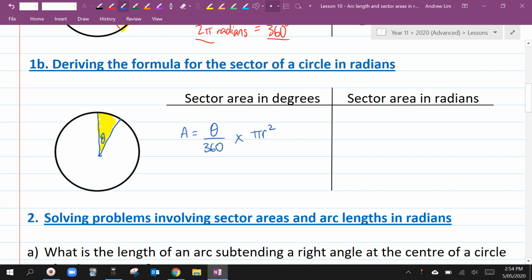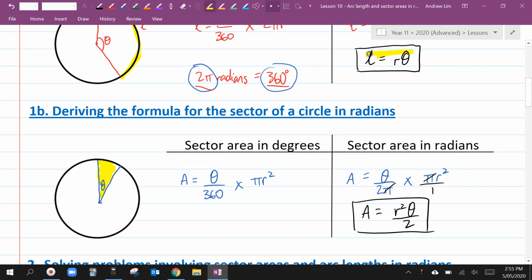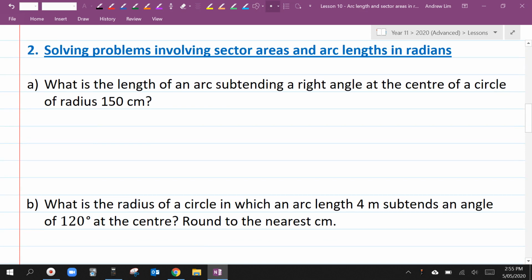But just like the formula for the arc length, if we were to do this in radians, instead of dividing by 360, we divide by 2 pi, because 2 pi radians is equal to 360 degrees. If we multiply that by pi r squared, we can notice that the pi's will cancel each other out because it's over 1, and we're left with A is equal to theta on 2 times r squared. Now I like to write this as r squared theta on 2. So arc length is r theta, and area is r squared theta on 2. Now we know how to derive the formula for arc length and area of a sector. Let's solve some problems involving these two things.